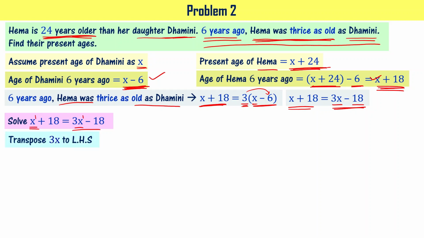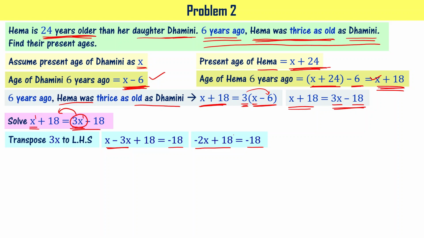Let us transpose 3x present here onto the left hand side. Since it is plus 3x, when it goes onto the other side, it becomes minus 3x, right? Let me write that. X minus 3x plus 18 equal to minus 18, right? Now, you can write this x minus 3x as minus 2x, right? So the equation now becomes minus 2x plus 18 equal to minus 18.